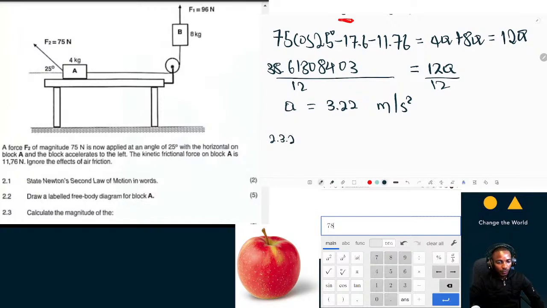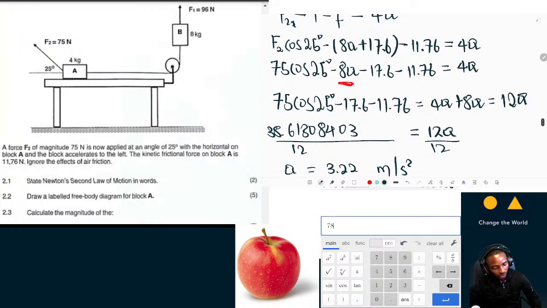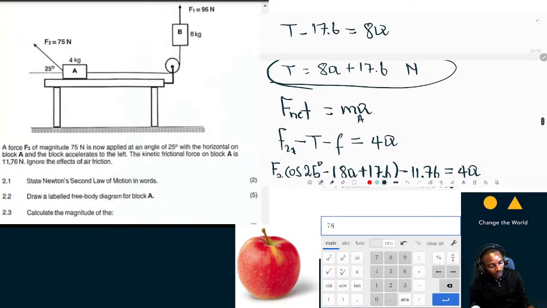2.3.2. We need to determine the tension in the rope connected to block A. In the statement, they said the string is inextensible, meaning that the tension on block A and block B should be the same. So we're going to use the tension for the first block, which is block B. According to block B, the tension should be equal to 8a plus 17.6.